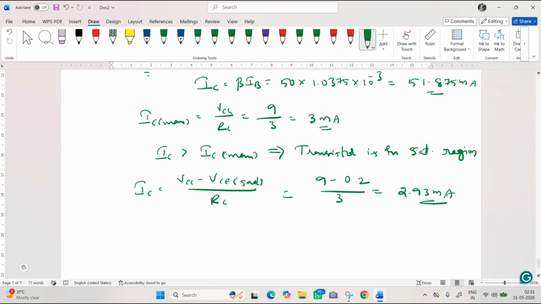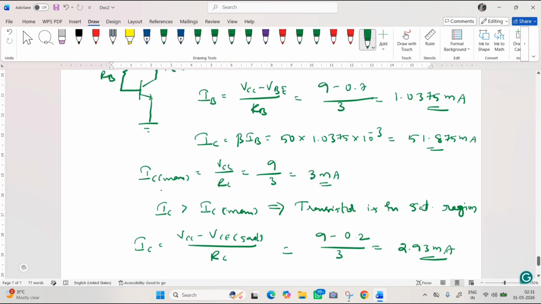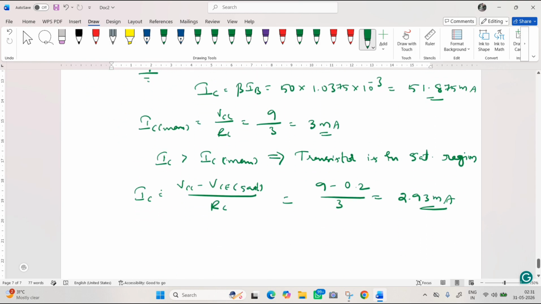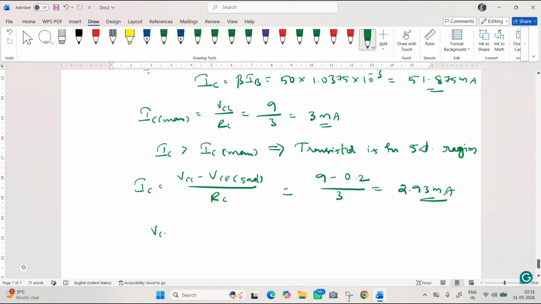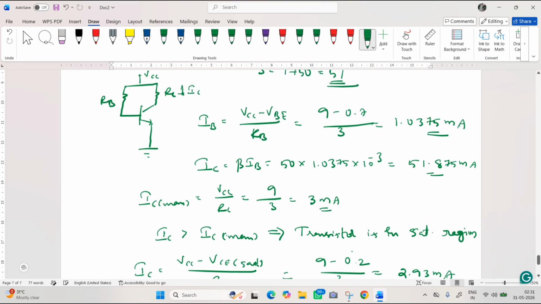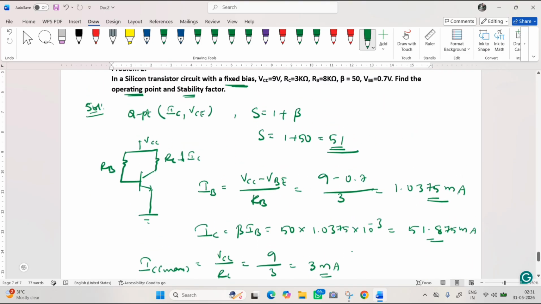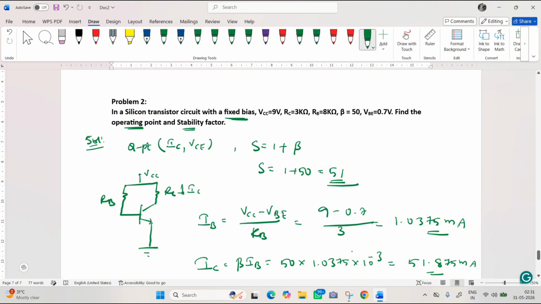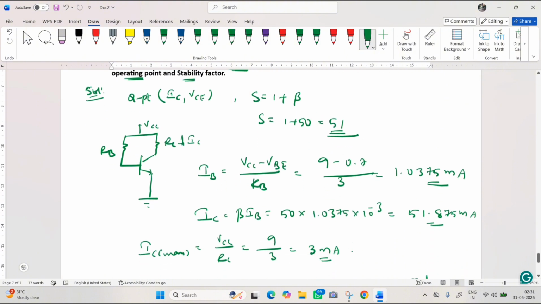Now, we already found VCE, I think. We haven't found this VCE. Yeah, VCE is already 0.2 volts only. Why? Because it is in saturation region. So IC comma VCE value will be equal to 2.93 milliamps and 0.2 volts. This is one of the expressions we found, and the stability factor is another expression we found. In this way, they will ask you questions in the final exam.